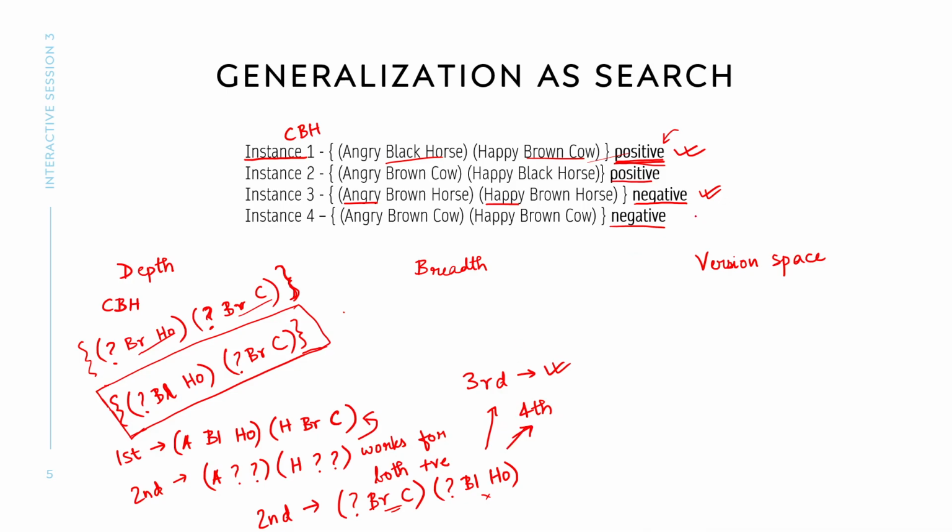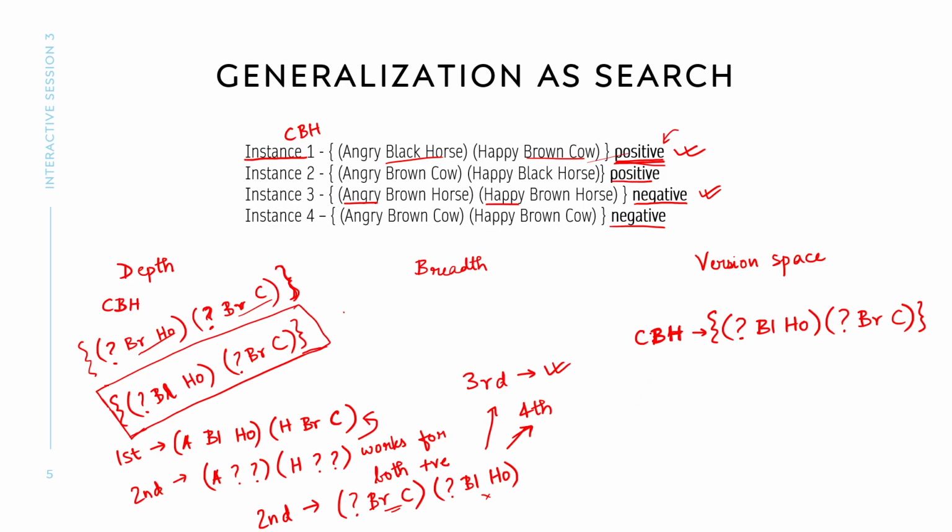So now that I have covered my four instances with a generalization which can account for all the positive and negative examples, I'll call this my final CBH. My final CBH will be, as you correctly said, wildcard black horse and wildcard brown cow. The order of these two does not matter, since they are sets; it can be whatever order you want. So this is the current best hypothesis. Does anyone have any doubts? I'm sure there are some doubts in this approach.